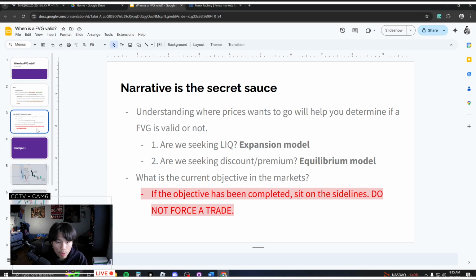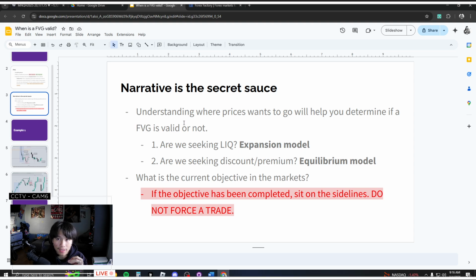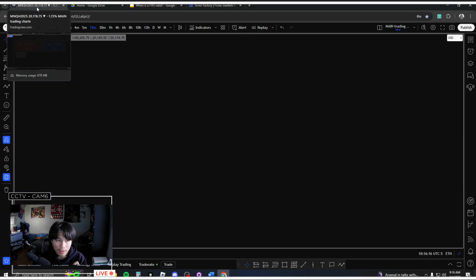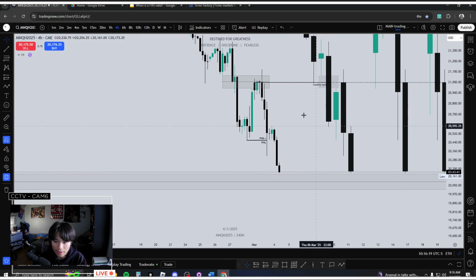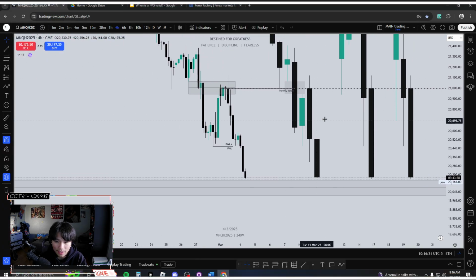And to go over some trades, I do want to give you guys a background of what narrative is. Narrative is the understanding of where prices wants to go, and it will help you determine if a fair value gap is valid or not. If you know prices are seeking lower prices, like in this case based off the daily time frame, why are we looking for a bullish fair value gap? We're going to look for bearish fair value gaps to support the idea of bearish order flow.